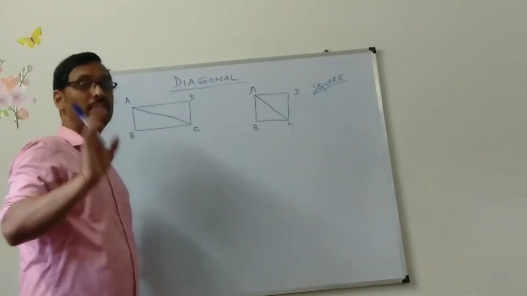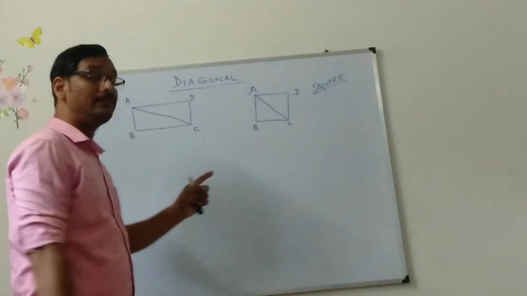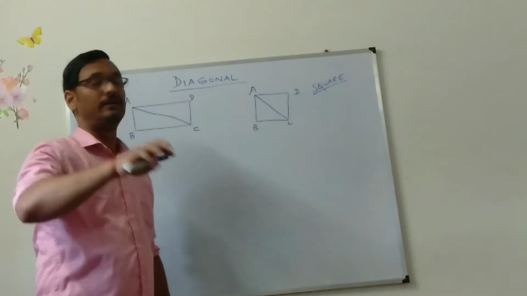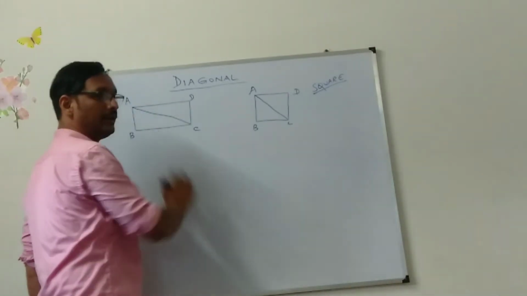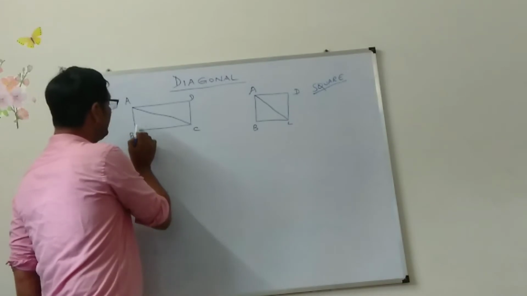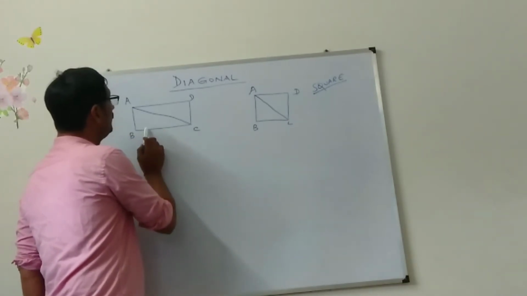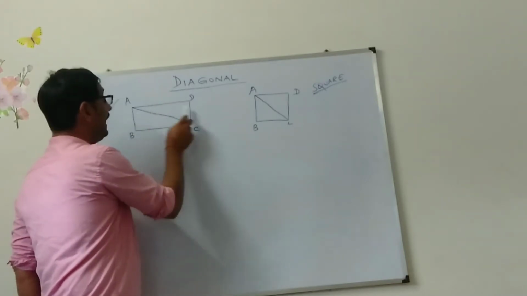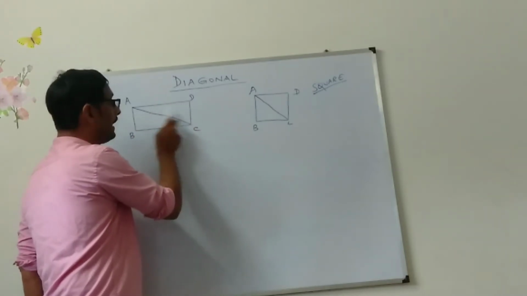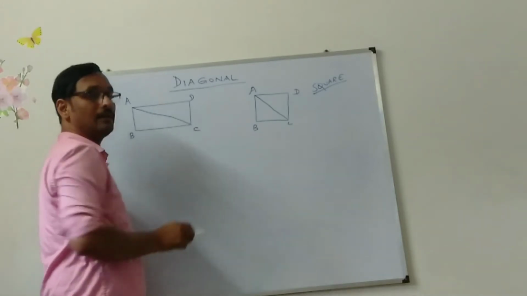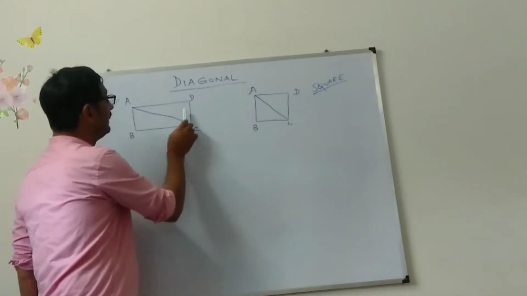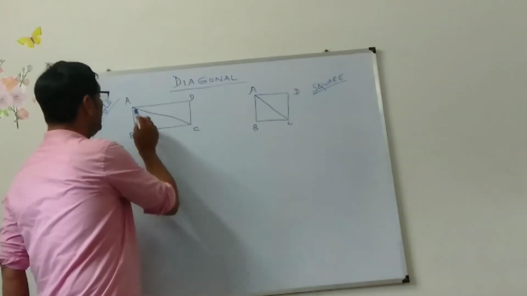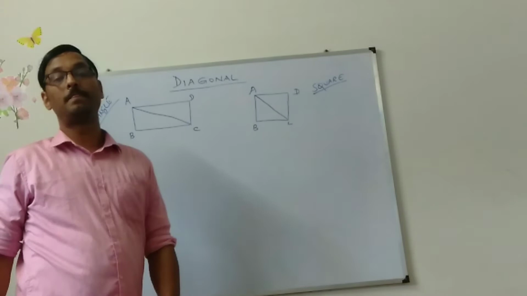What is the definition of a rectangle? A rectangle is a quadrilateral. Quadrilateral means an area covered by four sides. A rectangle is a quadrilateral whose opposite sides are equal and parallel. This side is equal and parallel and this side is equal and parallel. All angles are 90 degrees, and diagonals bisect each other.